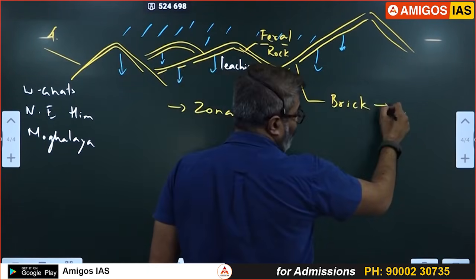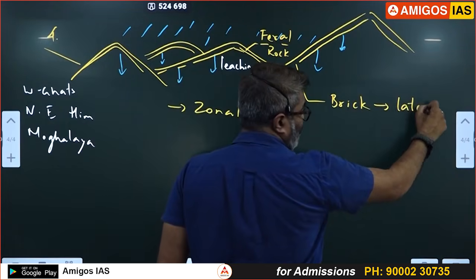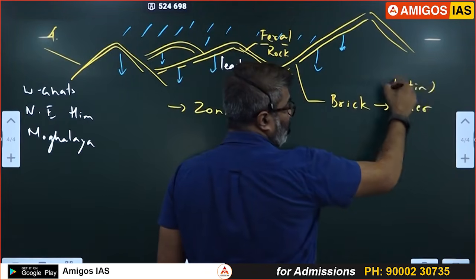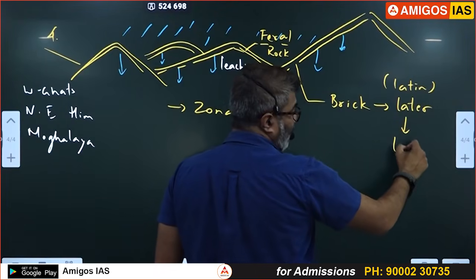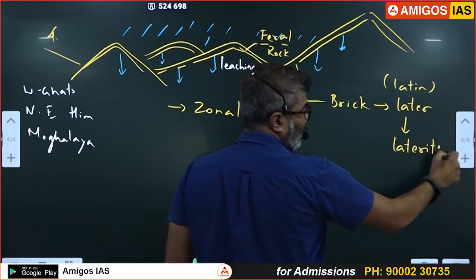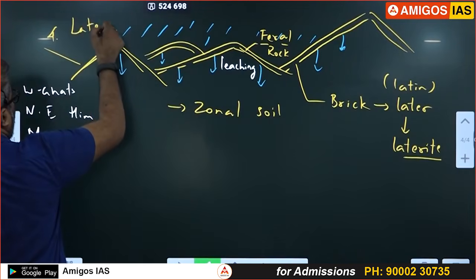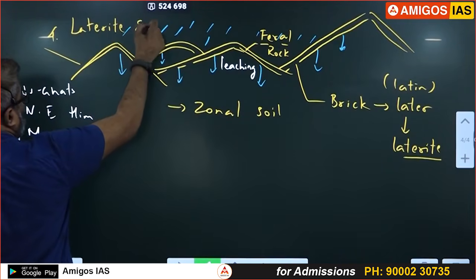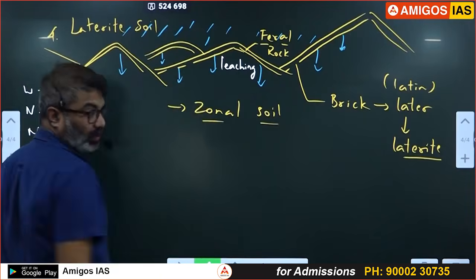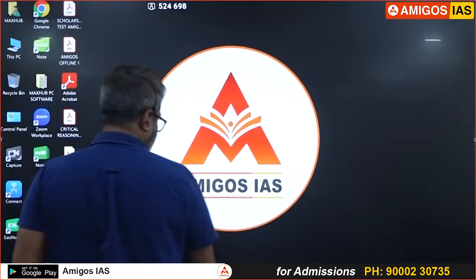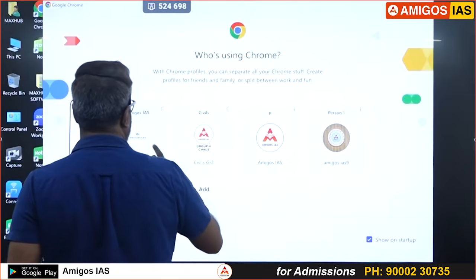In Latin, the word later means brick. On weathering, this rock becomes laterite. Now you got it? Laterite soil. The heading is laterite soil. Check your atlas. Check the zonal box first. Before you start writing, check the zonal box.